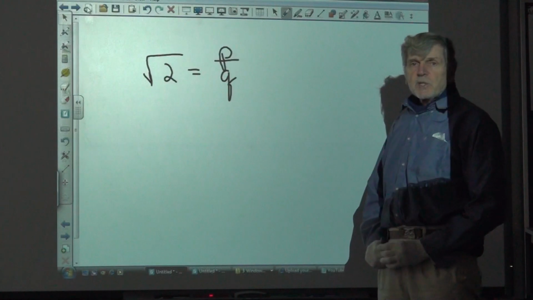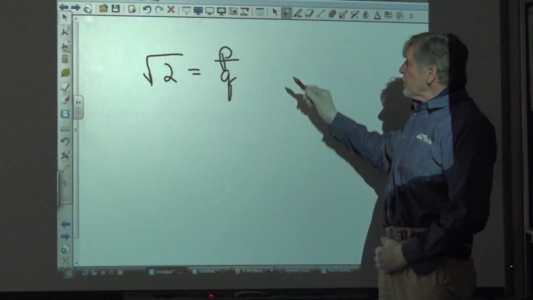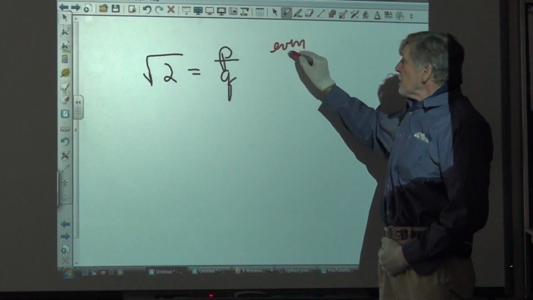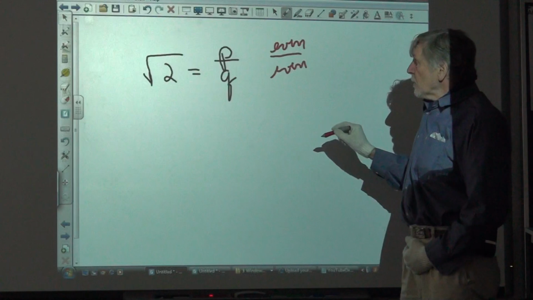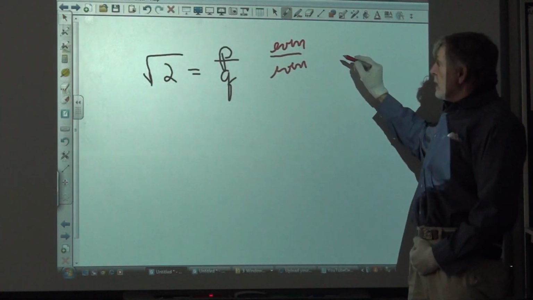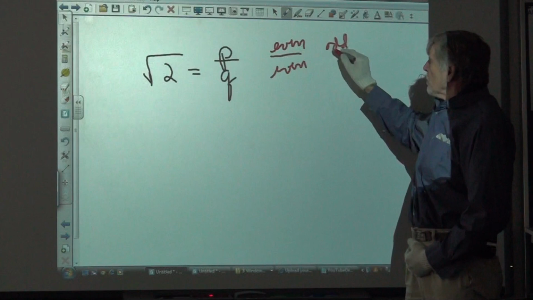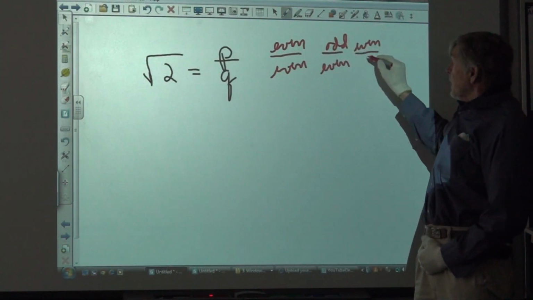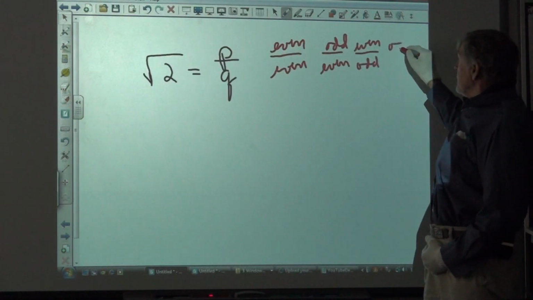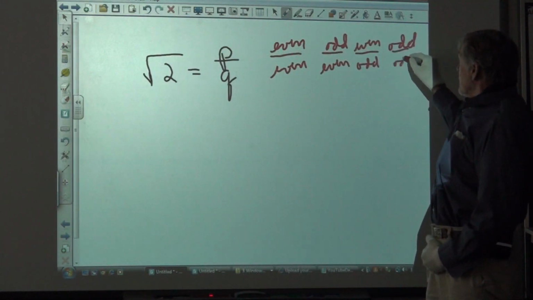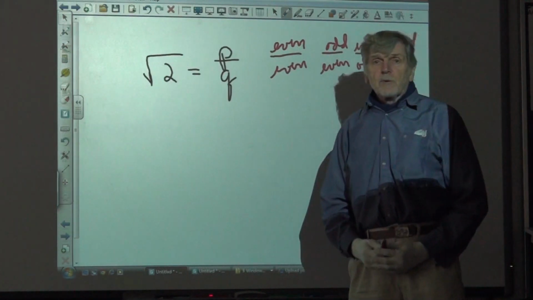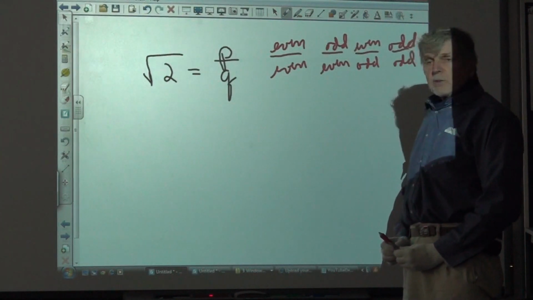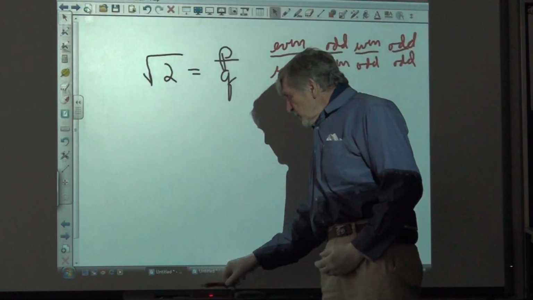The argument will proceed by examining four possibilities. First, that P is an even number and Q is also an even number. Therefore, it is an even over an even. Or you can say that P is an odd number, while Q is an even number. Or you can say that P is an even number, while Q is an odd number. Or you can say that they're both odd. Now, one by one, we will show that all four of these possibilities, which exhaust all the possibilities, lead to contradiction.